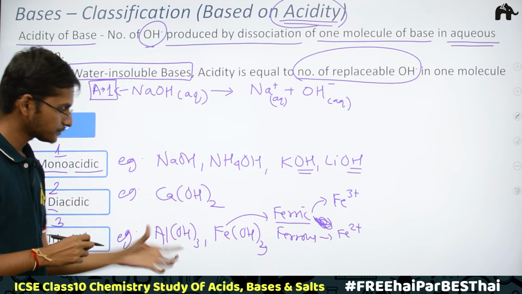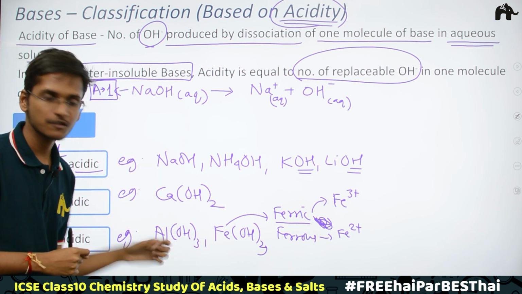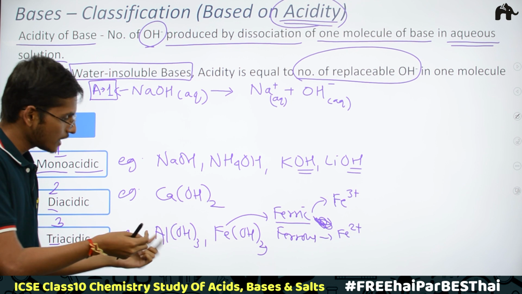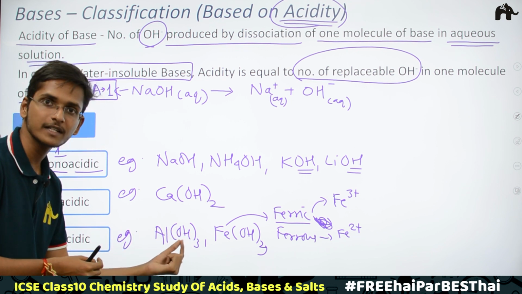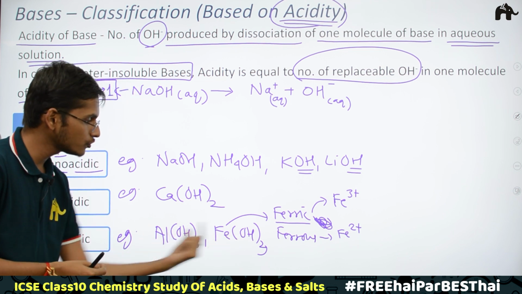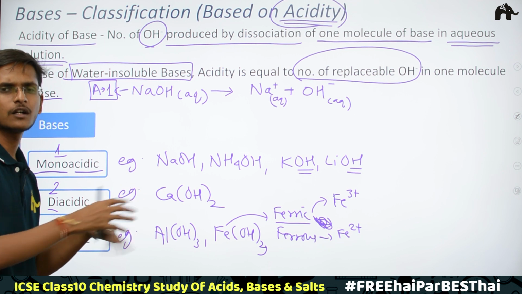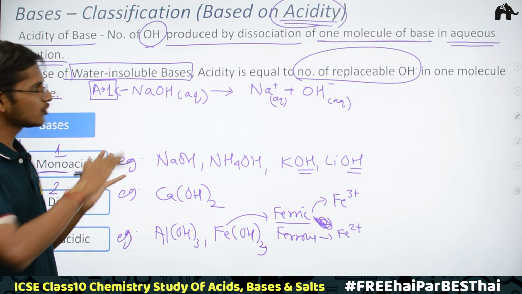So here you can see that this definition of acidity is applicable for such bases which are insoluble. And what is acidity? Acidity is equal to the number of replaceable OH minus ions. Here there are 3 OH minus ions which are replaceable in one molecule of that base. So therefore they are triacidic. Now you would ask again, what does replaceable mean? So let's see an example.